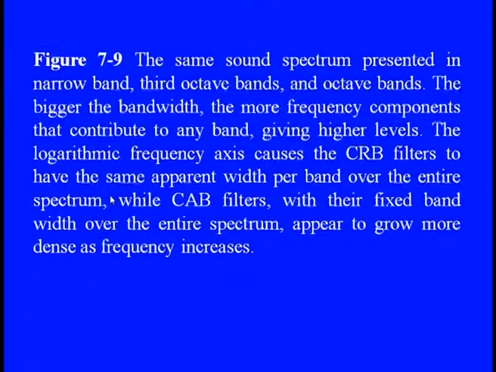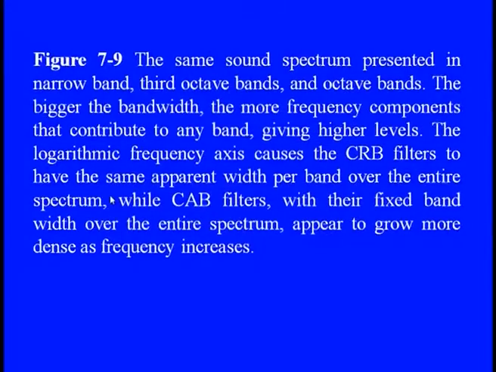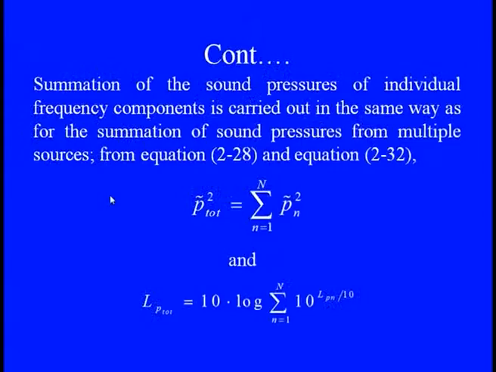And when we consider the constant amplitude bandwidth with their fixed bands along the axis, when the fixed bandwidth is there over the entire spectrum, the bands appear to grow more dense as the frequency increases. So when we want to see specific or discrete frequency features, we always go with the CRB, the constant relative bandwidth. And when we know there are not many frequency peaks in the entire vibration signature, then we go with the CAB type of filters.